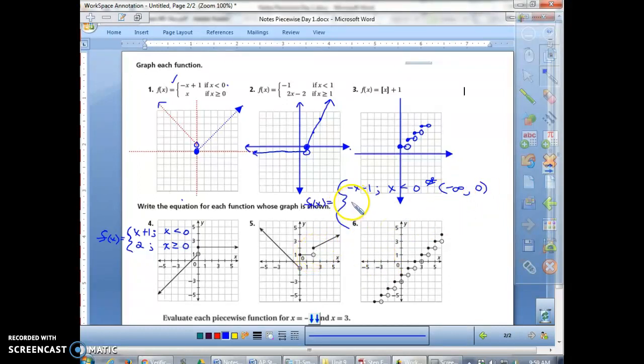The next one is just a line at 1, and it is valid between 0 inclusive and 1 non-inclusive. The other way you could, not 1, 2, sorry guys, this would be a 2. The other way you could write this would be 0, 2, inclusive of 0, not of 2.